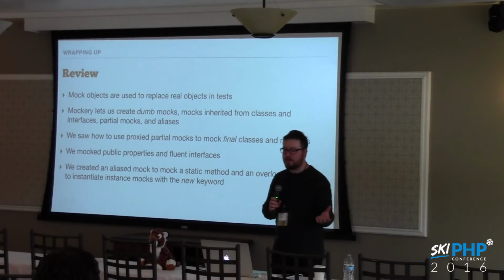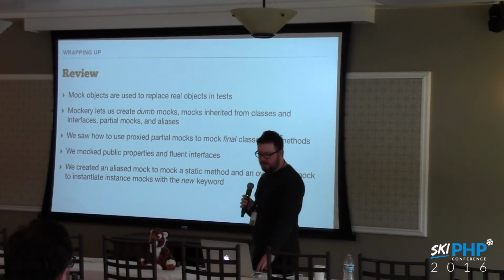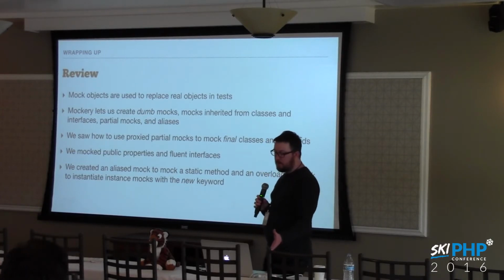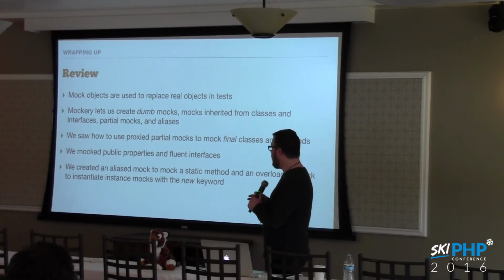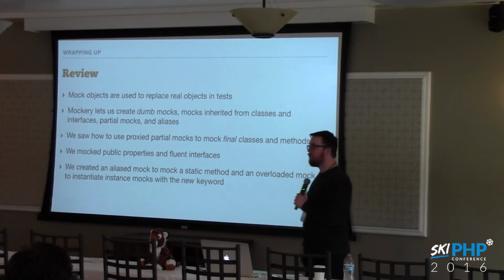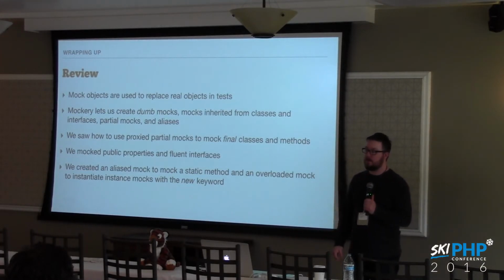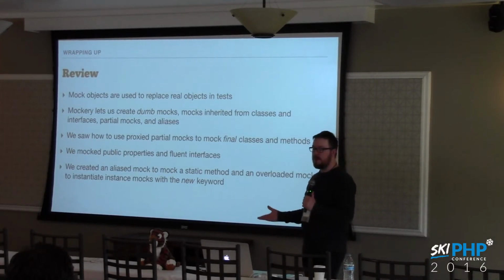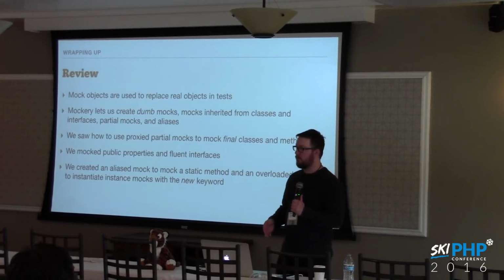We saw how to use proxy partial mocks to mock final classes and methods, and we mocked public properties and fluent interfaces. And then lastly, we created an alias mock to mock a static method, and an overloaded mock to instantiate mocks with a new keyword.